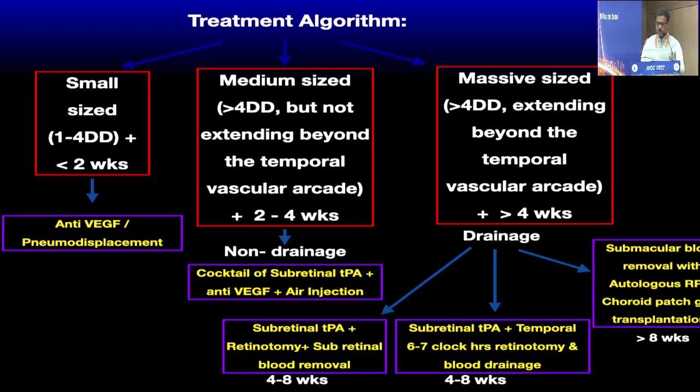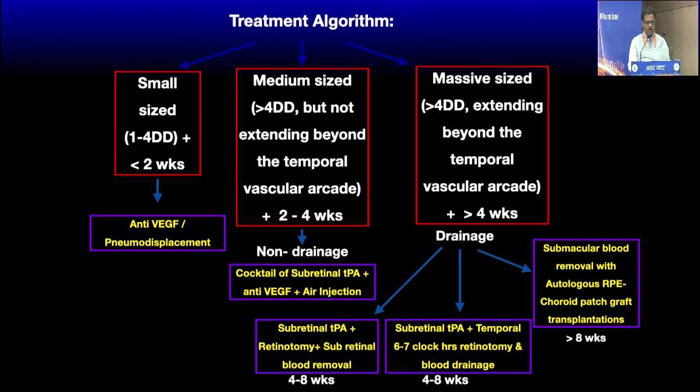a non-drainage procedure by vitrectomy along with a cocktail of subretinal TPA, anti-VEGF and air injection is giving good results. But for massive hematoma more than 4 inch diameter, beyond the temporal vascular arcade, more than 4 weeks, drainage techniques are important, where you have to go for subretinal TPA, retinotomy and subretinal blood removal. You can do it either by retinotomy or by temporal retinectomy also, or if it is more than 8 weeks, you can go for RPE-choroid patch graft transplantation as an added procedure.